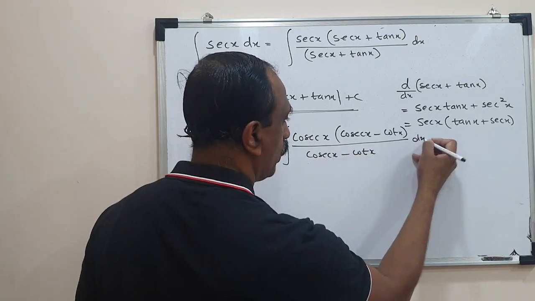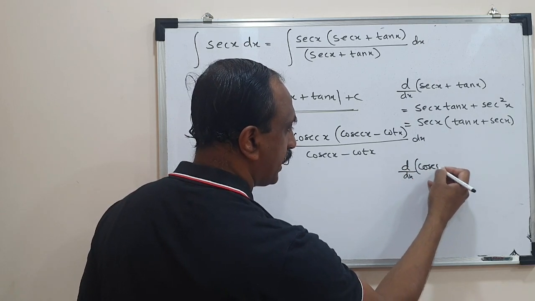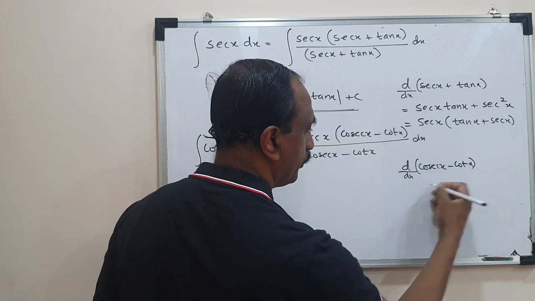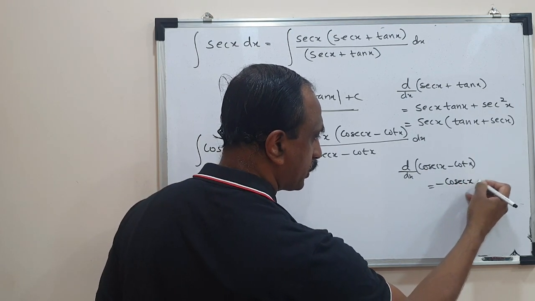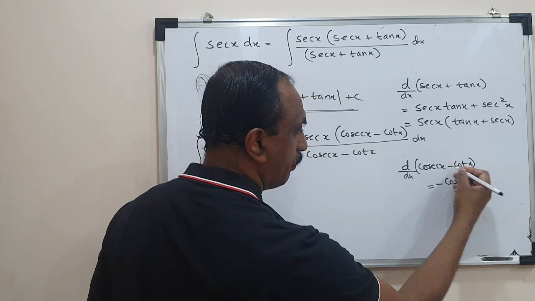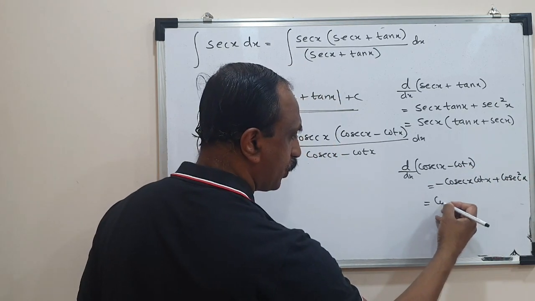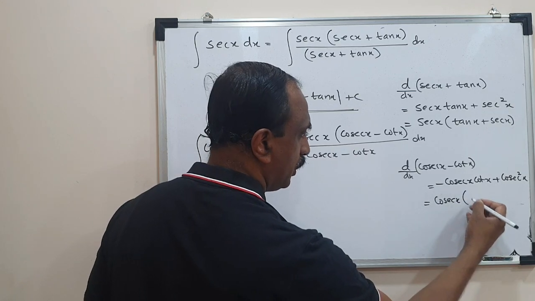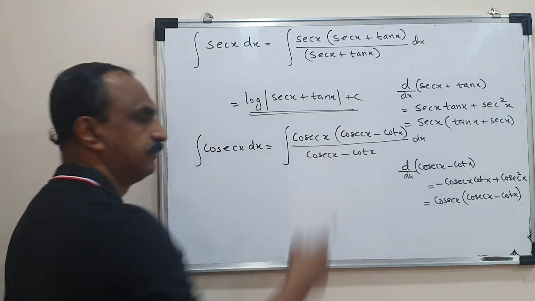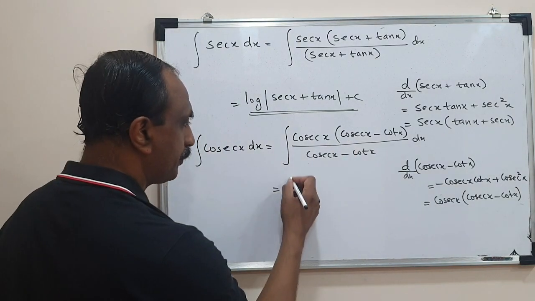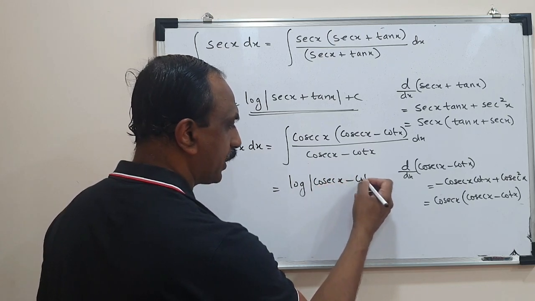Now let's see what is the derivative of cosec x minus cot x. Derivative of cosec x is minus cosec x cot x. Derivative of minus cot x is plus cosec square x. If I take cosec x common, I get cosec x minus cot x. That is exactly what I have in the numerator. So my answer will be log of modulus cosec x minus cot x plus c.